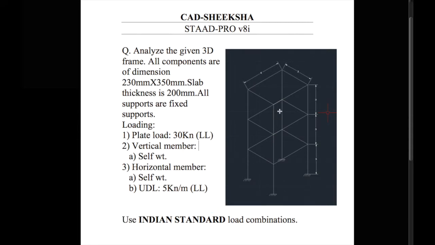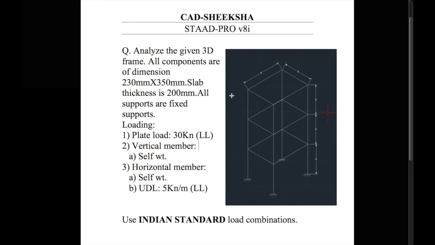So in this video we have a couple of new things. First of all, we have a 3D structure here, that is, the structure is expanded in all the three dimensions like X, Y and Z. Then we have a new slab here. We already discussed how to analyze the beam of any cross section, but now we have a slab.